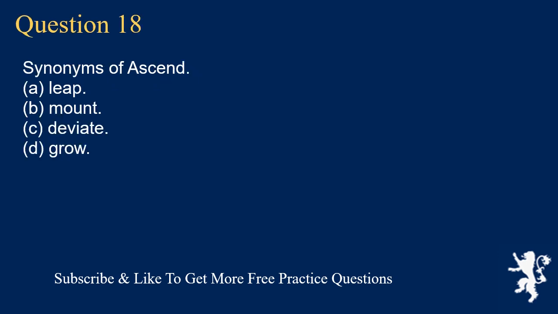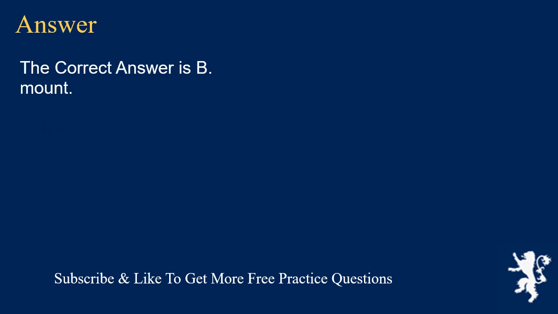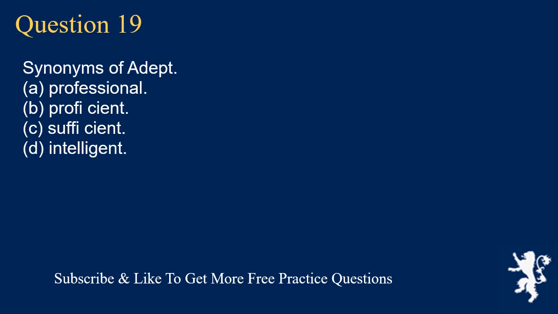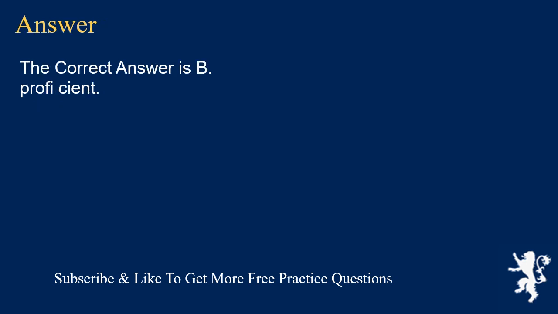Old-fashioned. Question 18. Synonyms of ascend. A. Leap. B. Mount. C. Deviate. D. Grow. The correct answer is B. Mount. Question 19. Synonyms of adept. A. Professional. B. Proficient. C. Sufficient. D. Intelligent. The correct answer is B.